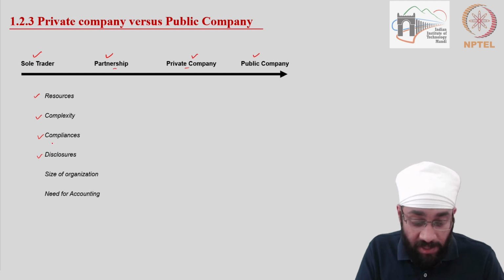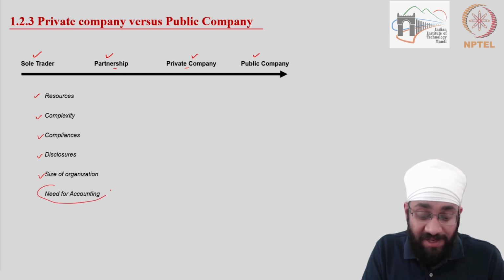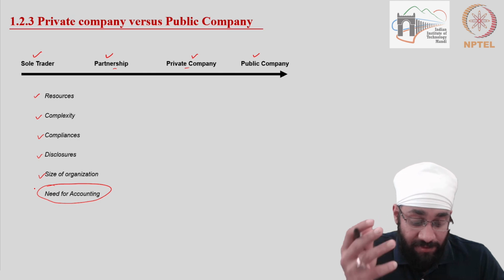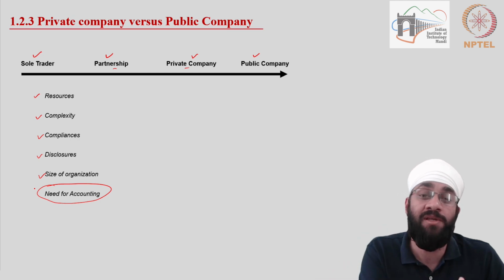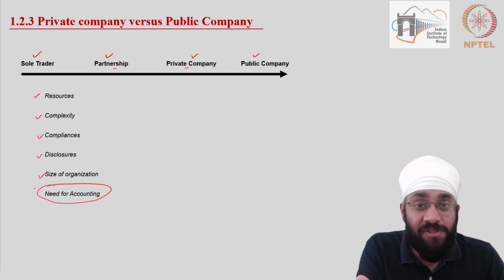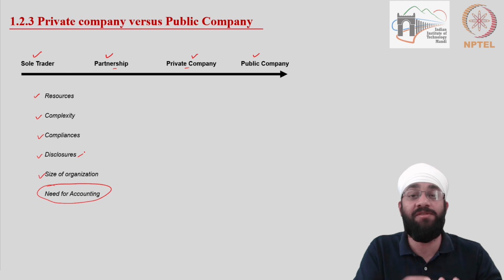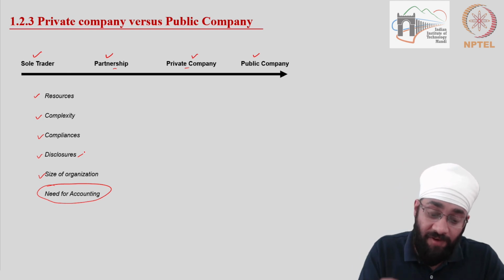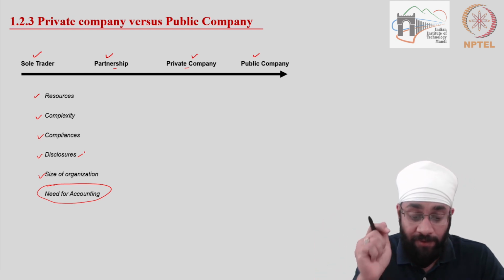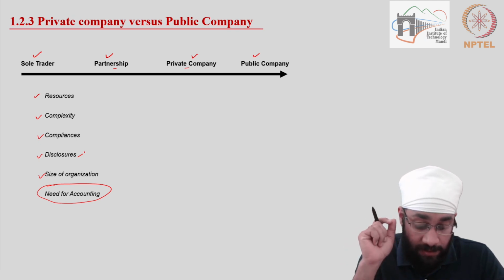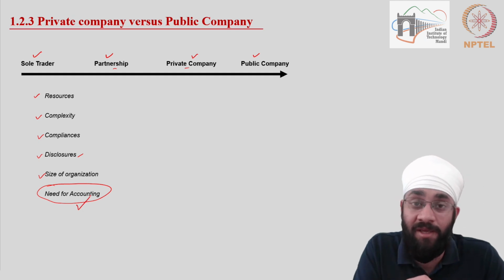The disclosure requirements are much more for the company form of business, the size of organization, and of course the need for accounting. That's where the course comes in. The need for accounting for larger businesses becomes much more, because you have so many resources, you have legal responsibilities as well, you have disclosure requirements as well, and that's where the whole system of accounting comes in and fills this need, fills this void, where the companies have to make sure that they follow the procedures, processes, compliance, and various standards with respect to preparing the financial statements and disclosing the financial results.